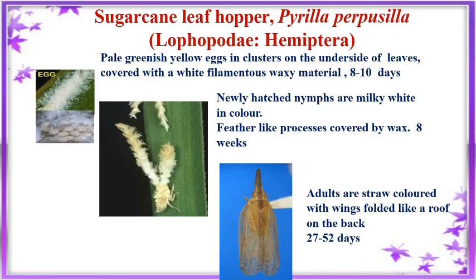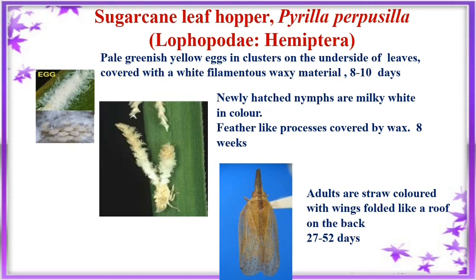The next pest is the sugarcane leafhopper, also called sugarcane pyrilla. The scientific name is Pyrilla perpusilla, and it is the most important sucking pest of sugarcane. Here you can see in this picture it is a sucking pest, hence it has 3 different life stages: egg, nymph and adult. Here the egg laying takes place under the surface of the leaves, covered with a white filamentous waxy material.